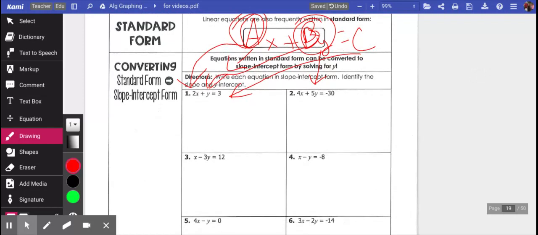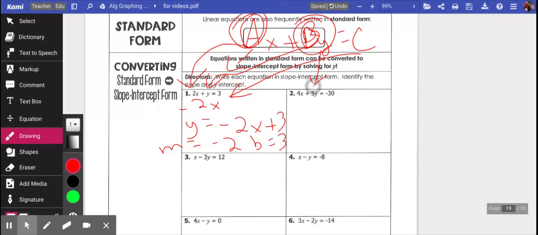So really, you're just solving for y. So we're going to minus 2x on each side, and I'm just going to write it like that because I don't have a lot of space. And so we have y equals negative 2x plus 3, and that one's done. And then it says to identify the slope and the y-intercept. So the slope would be negative 2, and the b would be 3.